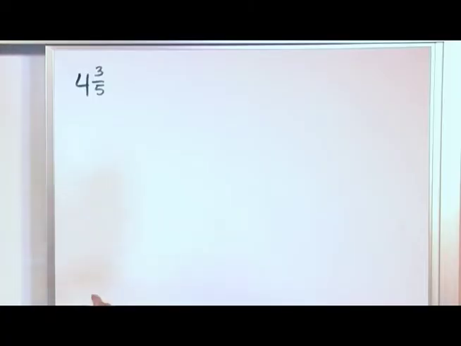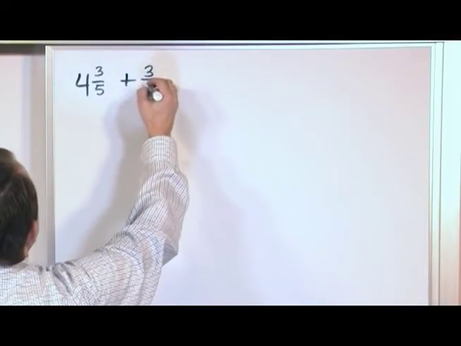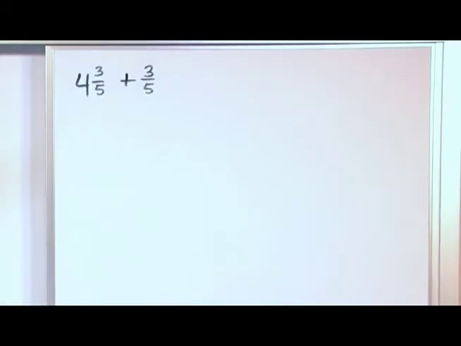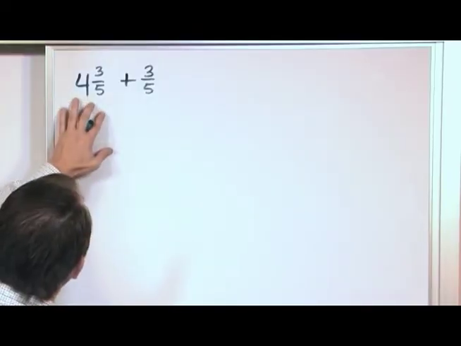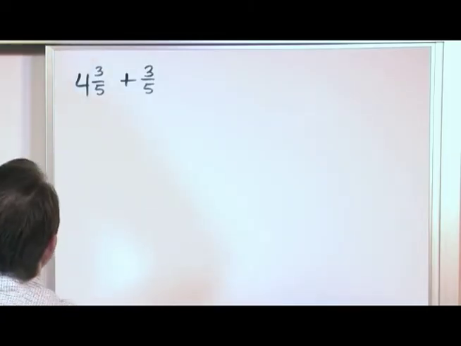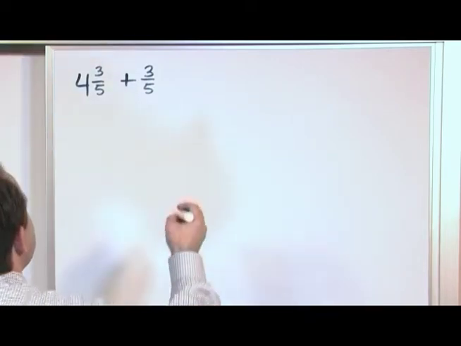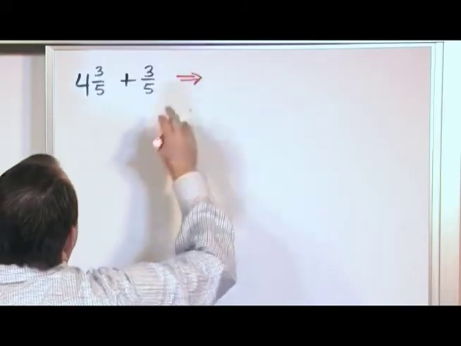So if you ever see a problem where you have to add these guys to something like 3/5, this stumps a lot of students because you have this weird number out front, you're not really sure how to handle it. The easiest way to probably do that is to convert this mixed fraction to an improper fraction. It's probably the easiest way to handle it. And the way you do it is like this.